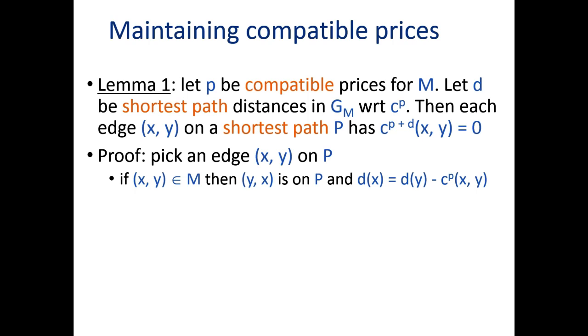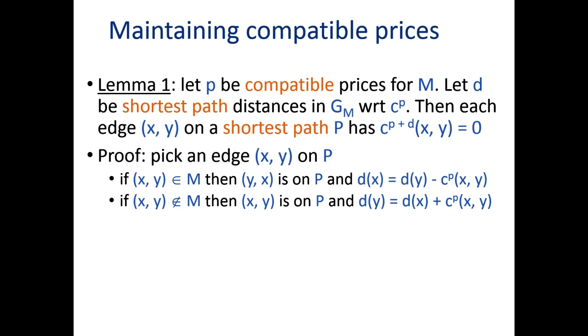So therefore, the cost of X is the cost of getting to Y and then traveling that edge. And symmetrically, even simpler perhaps, if the edge is not actually in the matching, then it's on the path, and we have the similar subpath optimality property. So the cost of getting to Y is the cost of getting to X and then using the XY edge.